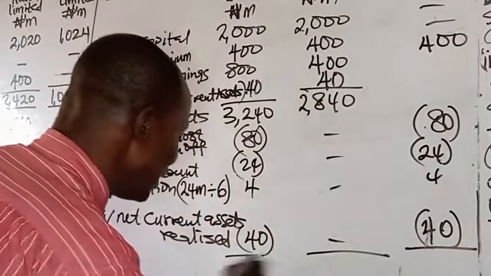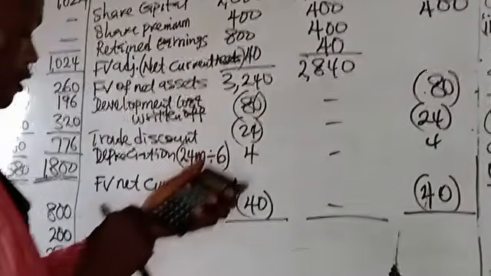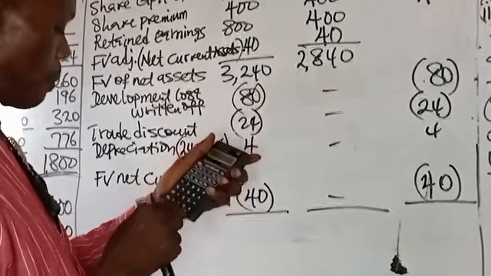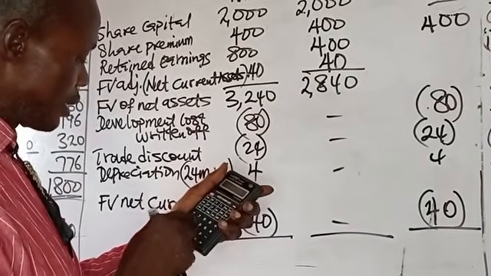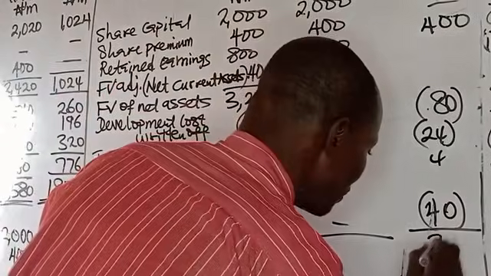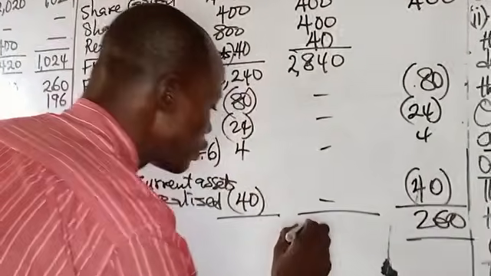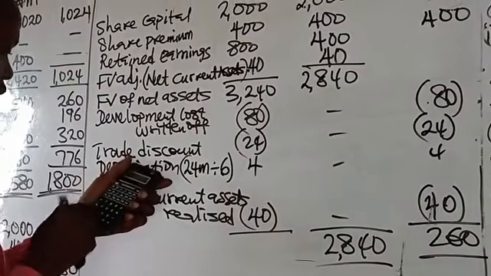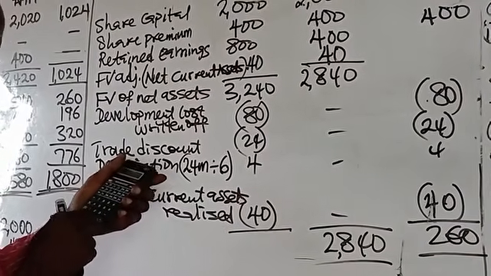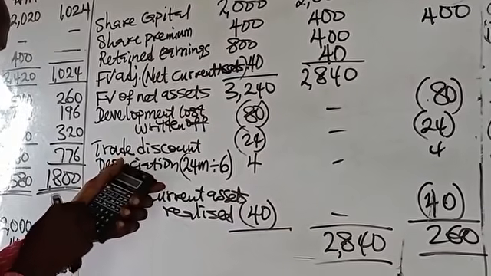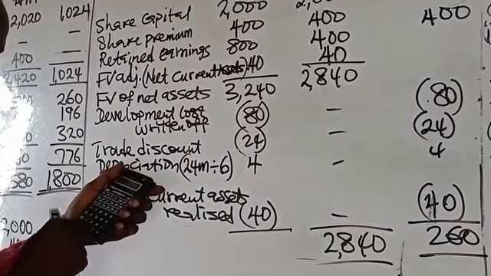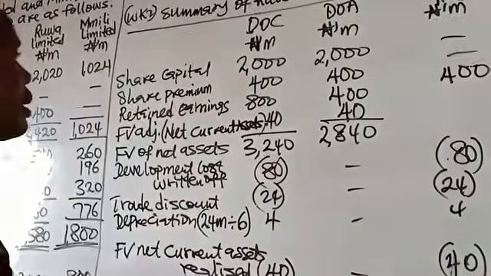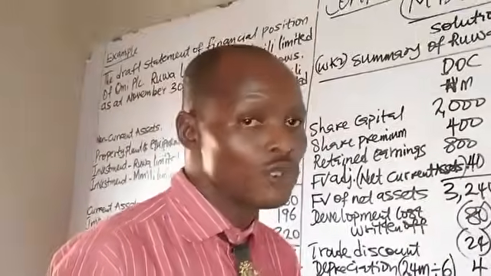So now let's adjust the accounts. So we have 400 minus 80 minus 24 plus 4 minus 40. So this is total 260. Then here you have 2,840. Then this column 3,240 minus 80 minus 24 plus 4 minus 40. Then you have 3,100. So that is the summary of net assets of Ruwa Limited.